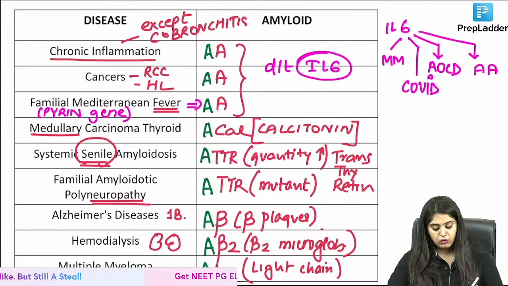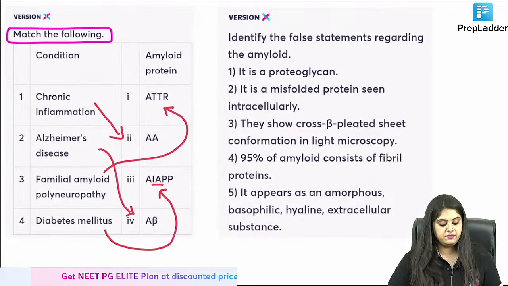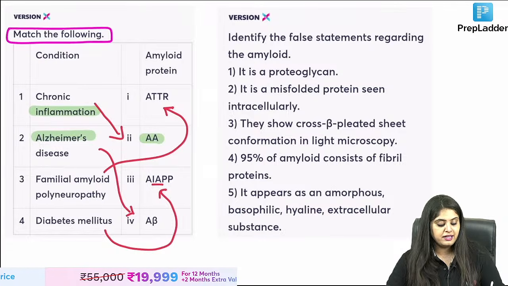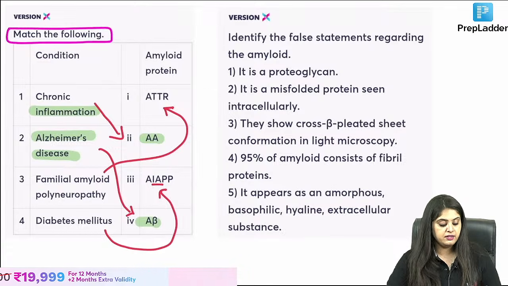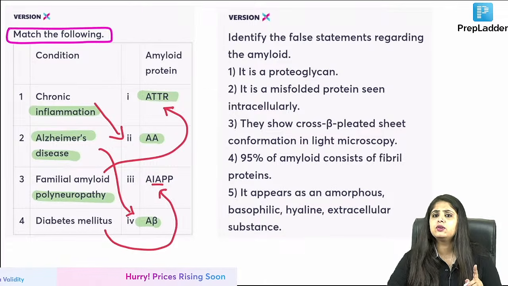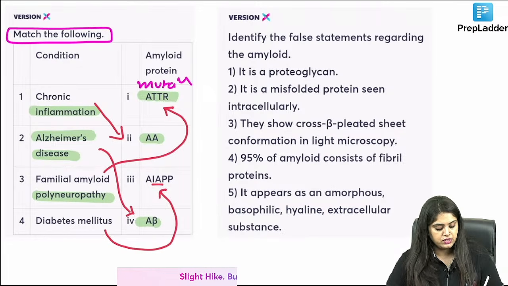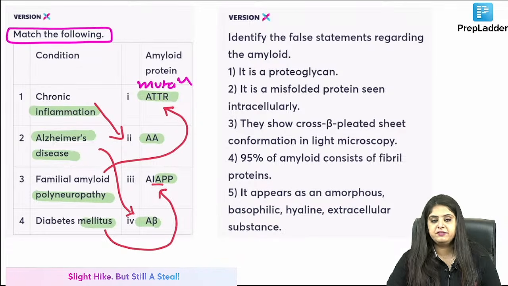Now coming on to all the match the followings, you have done very well. Inflammations all except chronic bronchitis AA. Alzheimer's one brain one beta. Very good. Nerves wala mein ATTR, which one do we write? Quantity or mutation? Nerves wala mein ma'am we will write mutation. And next for diabetes what is left is islets.